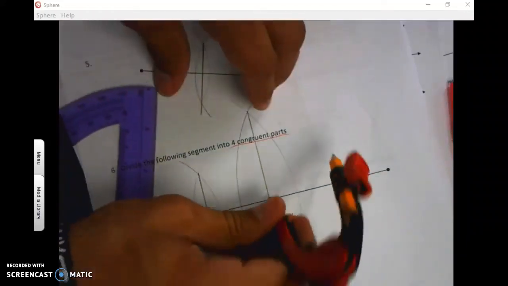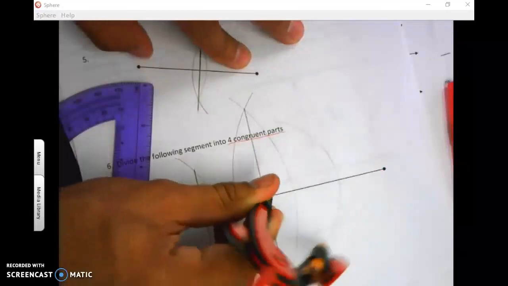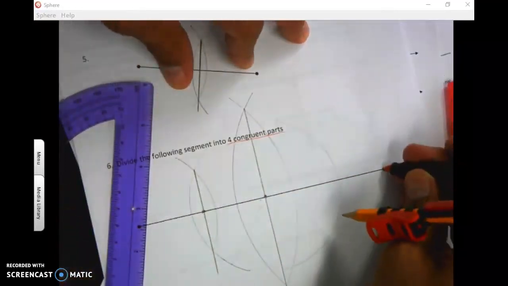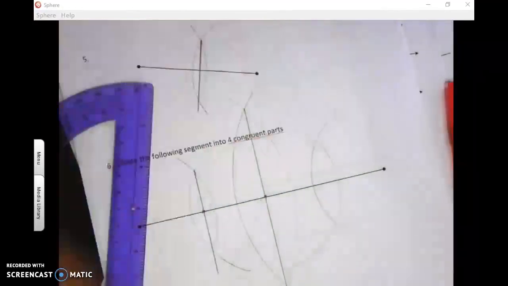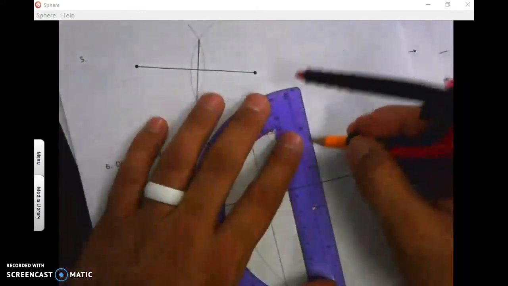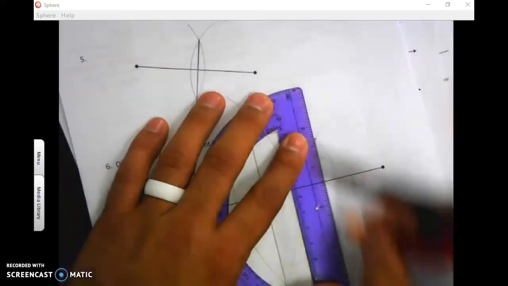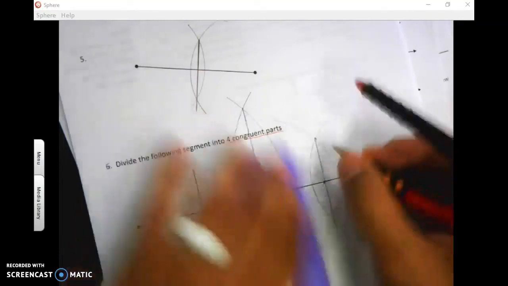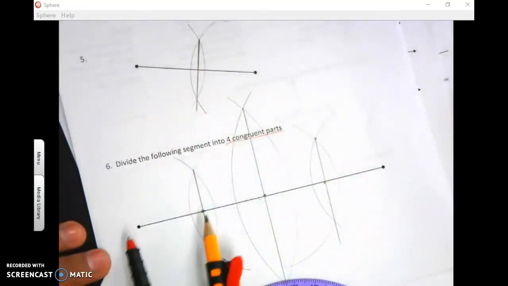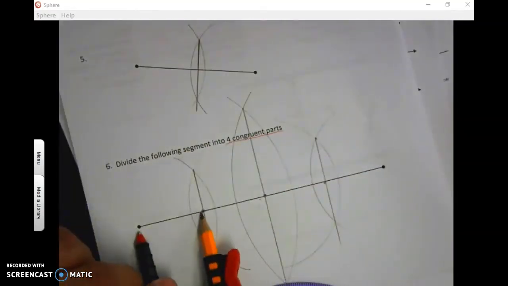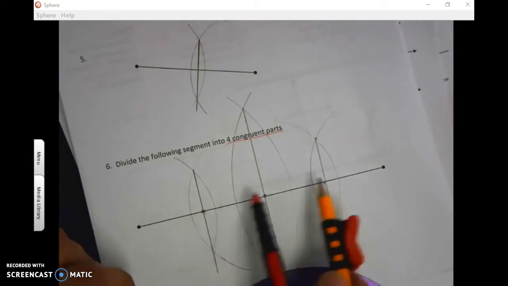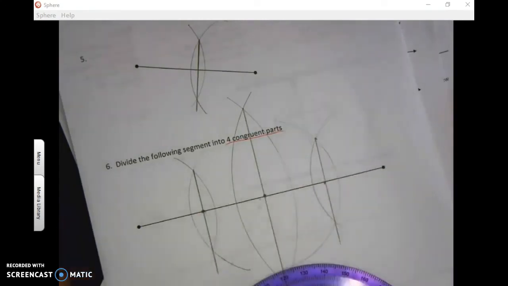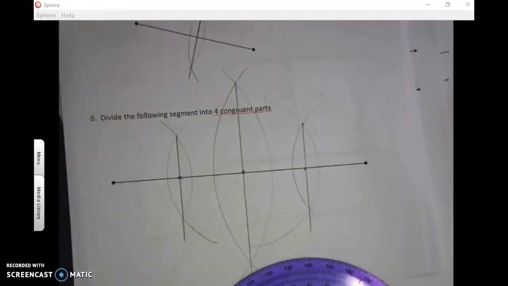Now I don't even have to change my compass. I can use the same exact measurement. If I connect that one, now I've got 4 equal segments. And I could try to verify that. Pretty equal. Okay, so that's number 6.